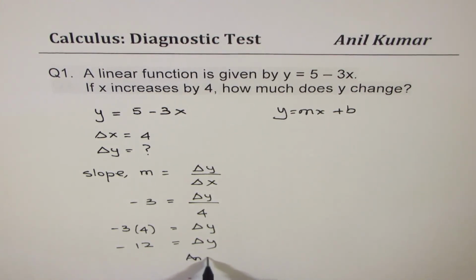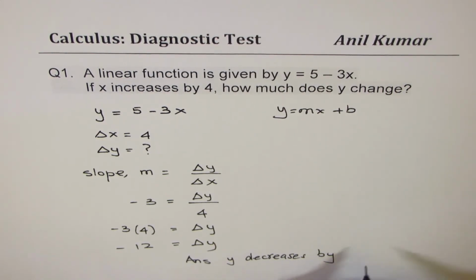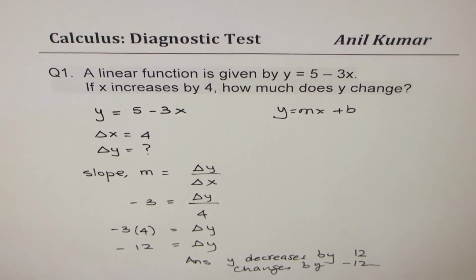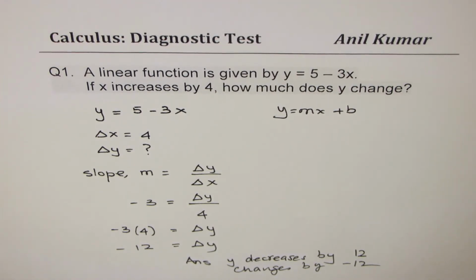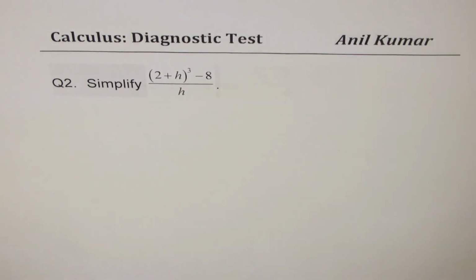So that's our answer. So y decreases by 12, or you can say changes by minus 12. You get an idea, right? So that is how you can answer this question. So it may look simple but interesting, correct? So let's move on to question number 2.